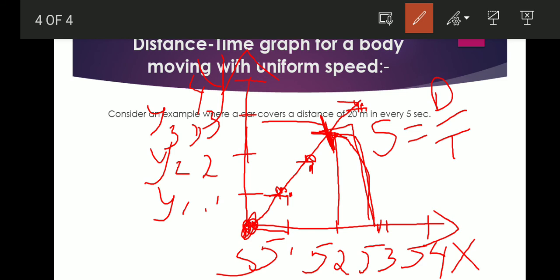In case of uniform speed, your graph line will be a straight line. But in case of non-uniform speed, you will get a curved line.